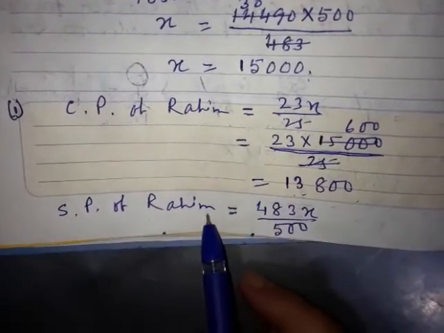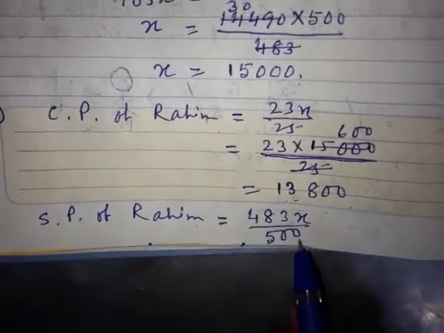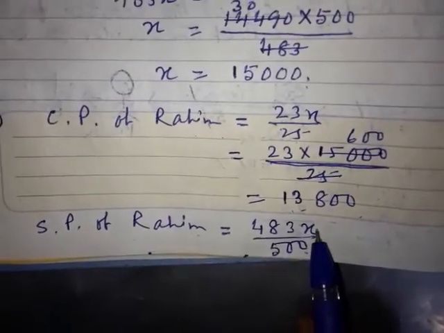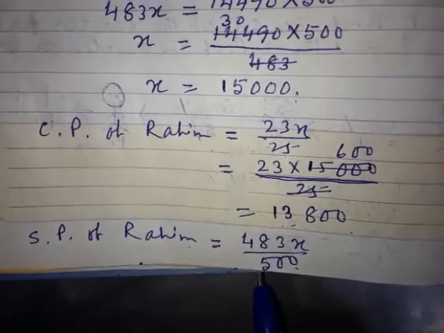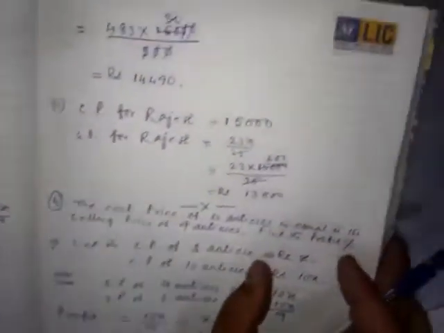Similarly, the SP of Rahim is how much? 483x by 500. We already calculated it. Put the value of X, do the calculation, and you will be able to find out the SP of Rahim. I have shown you the calculation.